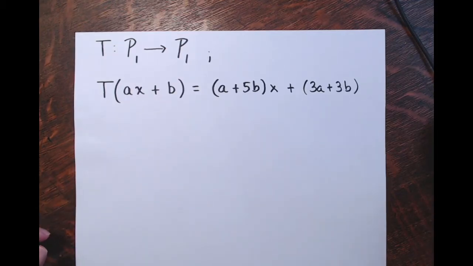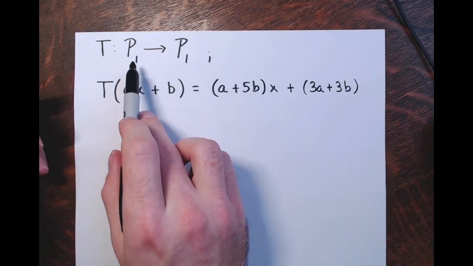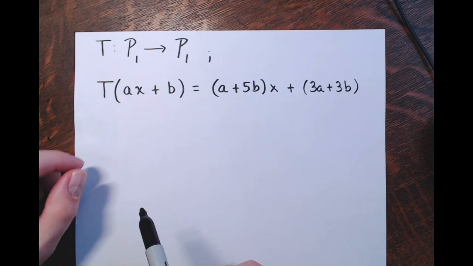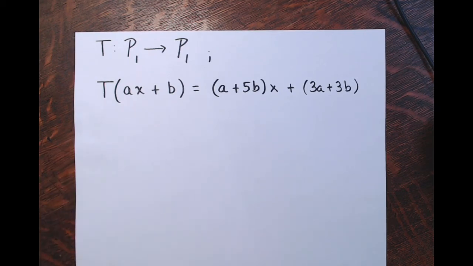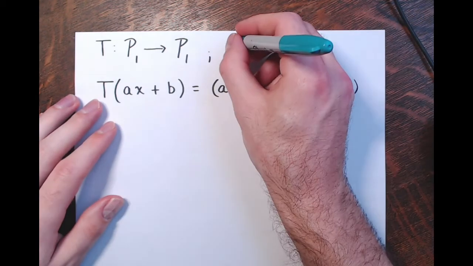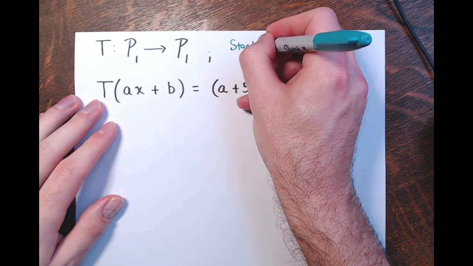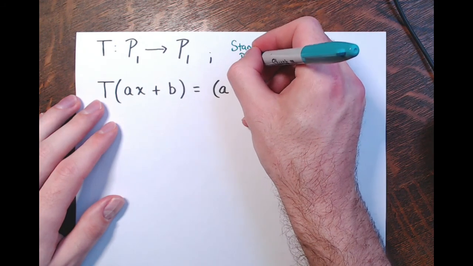So we're given this transformation from the set of polynomials of degree 1 or less to the set of polynomials of degree 1 or less. Now what I'm going to do is put these in terms of coordinates relative to the standard basis for P1.